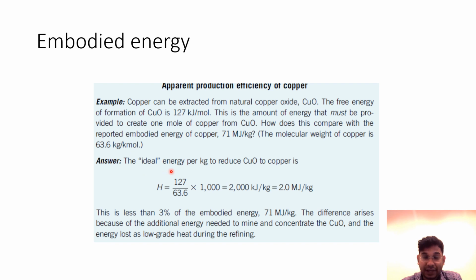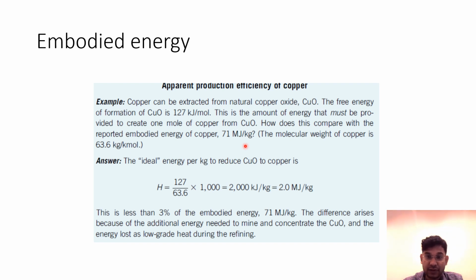The calculation of ideal energy per kilogram to reduce copper oxide to copper is basically taking the energy and dividing it by the atomic weight of copper, and then applying a conversion factor, because this is given in moles and all you have to get is kilojoule per kilogram. Convert that into megajoules per kilogram, and you get 2 megajoules per kilogram. But the real embodied energy is 71 megajoule per kilogram, and as you can see, the difference is enormous.